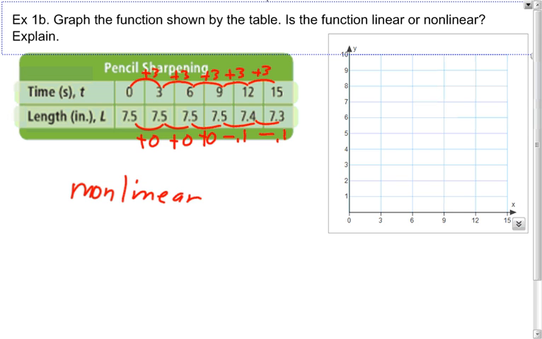So I graph the points, 0, 7.5, 3, 7.5, 6, 7.5, 9, 7.5, 12 and 7.4, so that's a little lower, 15 and 7.3, so that's a little lower again. So this graph, not a straight line. So I was right, it's nonlinear. Okay?